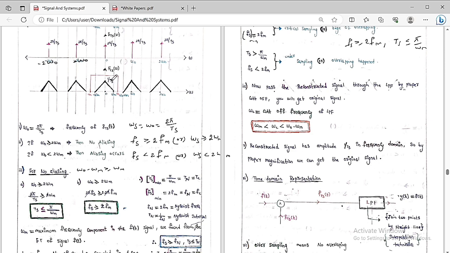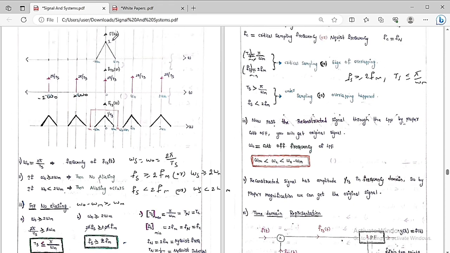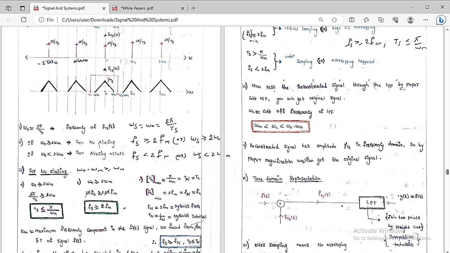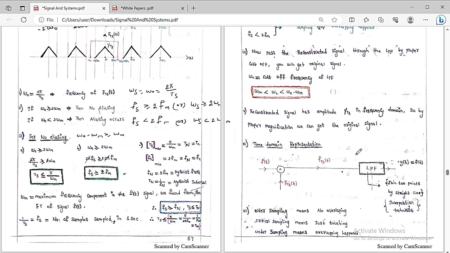If you keep this low pass filter, only this is going to come. It has an amplitude of 1/3, but we want an amplitude of 1. So with the help of some amplification, we can get back the original signal. The reconstructed signal has the amplitude 1/3 in the frequency domain, so by proper magnification, we can get back the original signal.